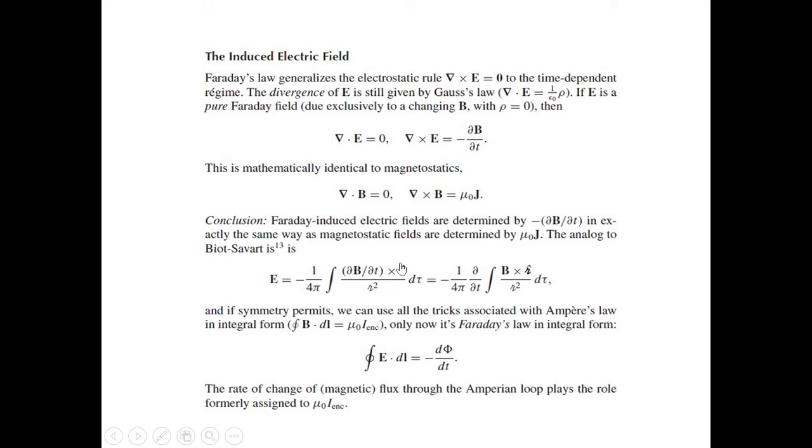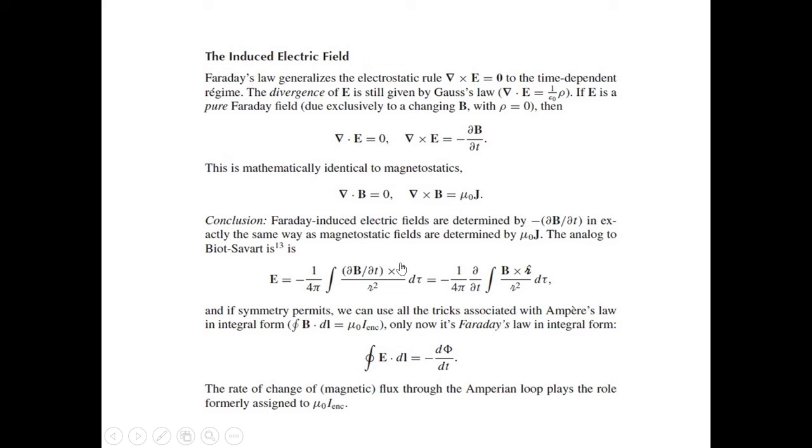Then after electromagnetic induction, we are going to the mathematical derivations. The induced electric field. Faraday's law generalized the electrostatic rule del cross E equal to 0 to the time dependent regime. The divergence of E is still given by Gauss's law. As you know, Gauss's law: del dot E equal to 1 by epsilon 0 rho. If E is the pure Faraday field due exclusively to changing B with rho equal to 0, then del dot E equal to 0, del cross E equal to minus del B by del t.